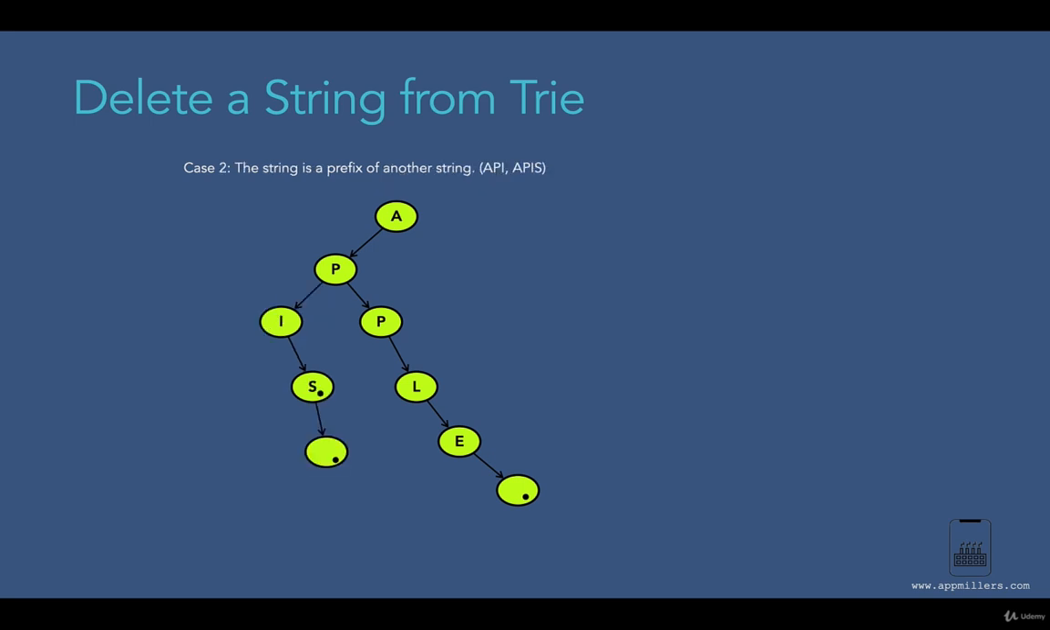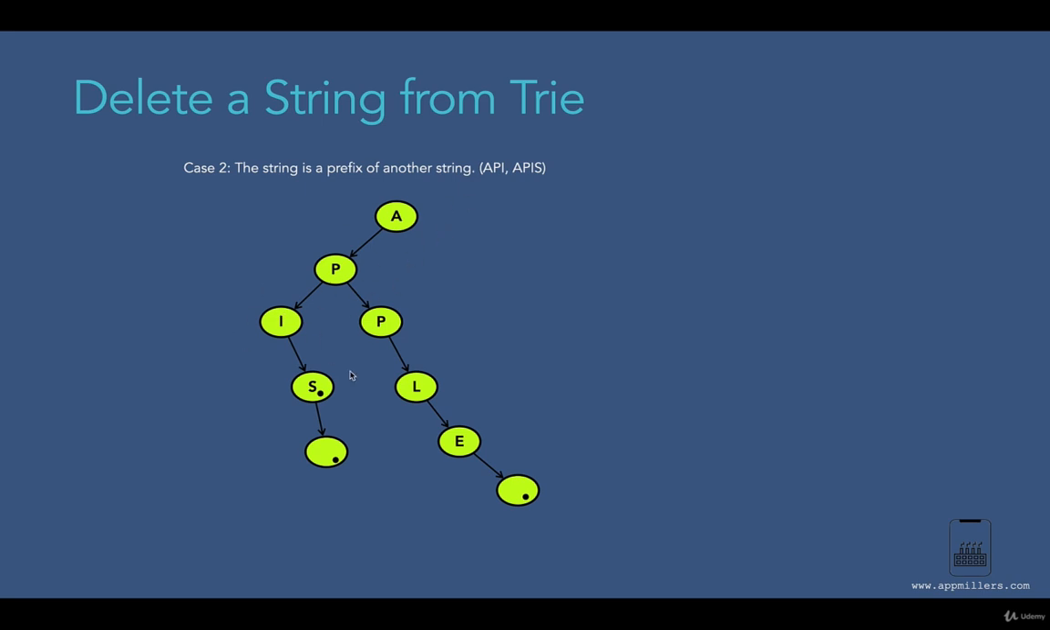Now let's continue to the second case. The second case is where the string is a prefix of another string. For example, if we want to delete API from here, we see that we have another word which is API-S. So API serves as a prefix of another string. In this case, how can we delete API from here? The only thing that we are going to do is delete the end of string, because here we can easily find out that API exists in this trie because after I we have end of string, and this API serves as a prefix of another string.